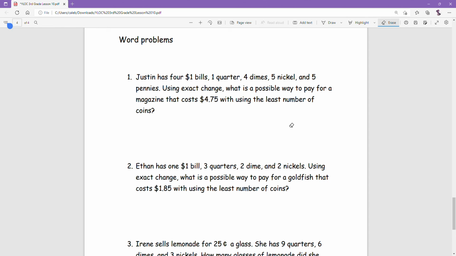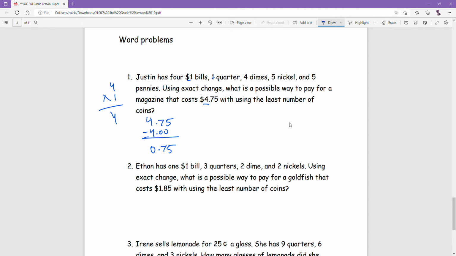So it says that he has 4 $1 bills, and we have $4 here. So what we can do is 4.75 minus $4, because we have 4 $1 bills, which is just 4 times 1 is 4. So the total minus the amount of dollar bills we have, 5 minus 0 is 5, 7 minus 0 is 7, 4 minus 4 is 0, and we're going to bring the point right here. So he has 75 cents left to pay.